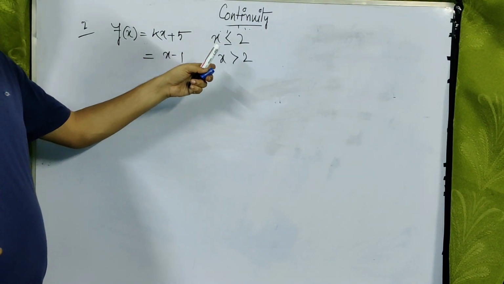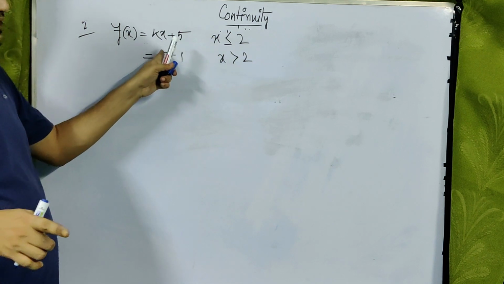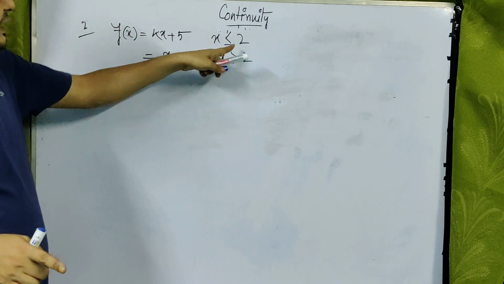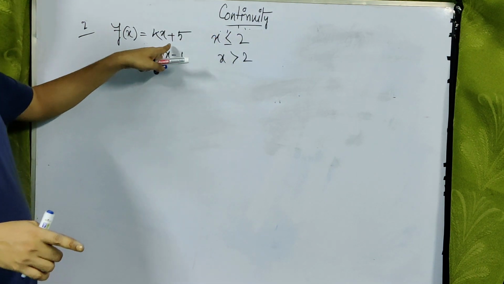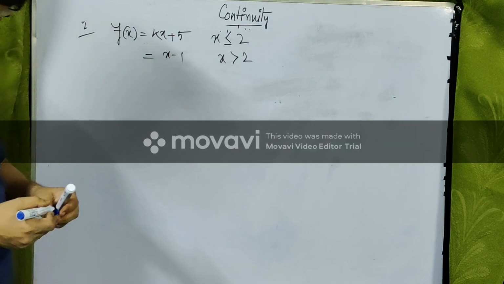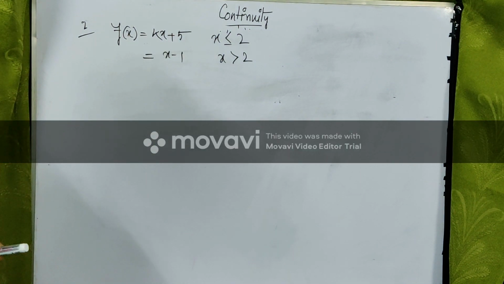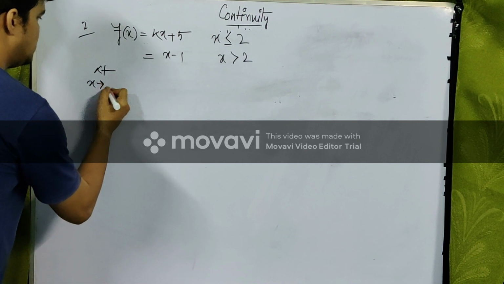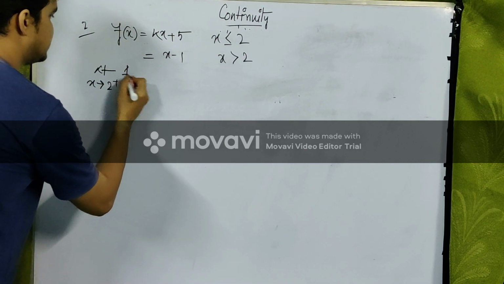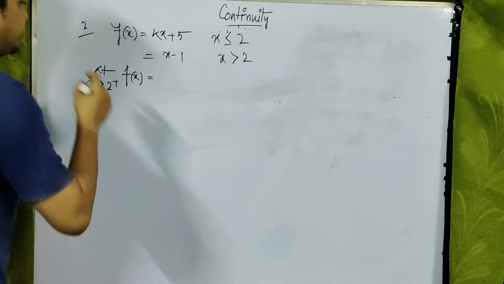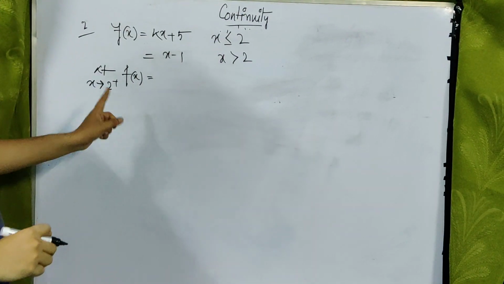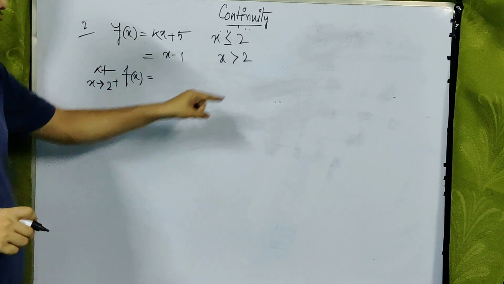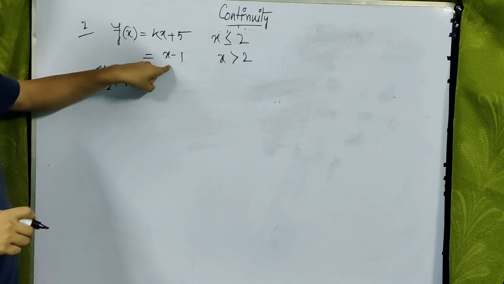Now x less than or equal to 2. For x less than 2, the function is defined in this way. Even when the value of x equals 2, the function is also defined in this way. Okay. Now let us check the limit as x tends to 2 plus of f(x). When x is greater than 2, 2 plus means it is more than 2, the function is defined in this way.